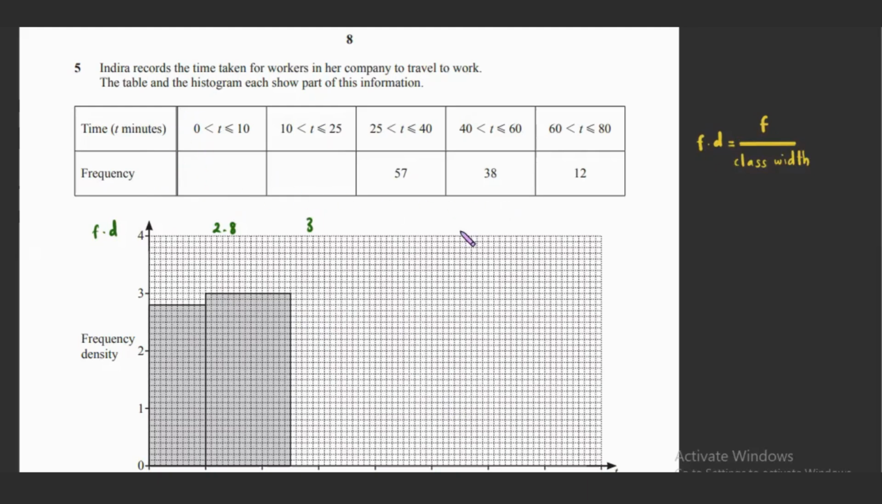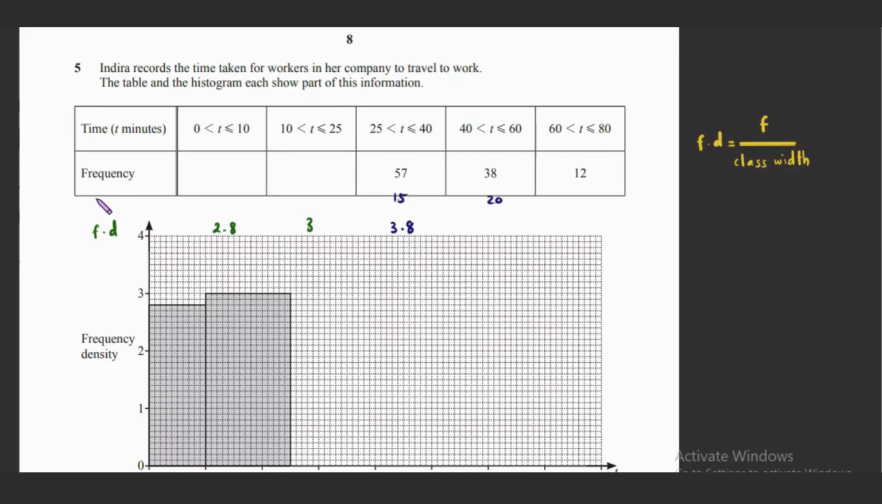Now, using this and the information that is given here, we can complete the histogram as well as the frequency table that is given here, because we know that the frequency density is found by dividing the frequency by the class width, which means this 57 has to be divided by the class width here. So the class width here is going to be the difference between 25 and 40, which is 15. So 57, when you divide it by 15, you get 3.8.